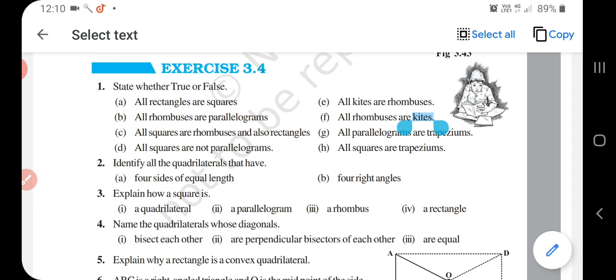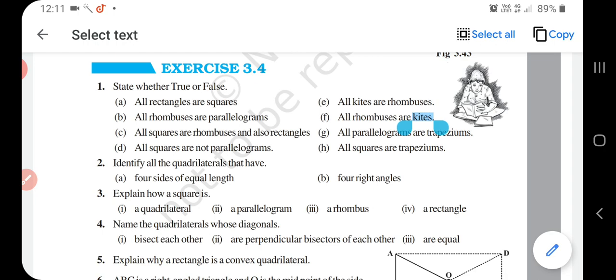All kites are rhombus? All kites are not rhombus, because in a rhombus all sides are equal, but in a kite only adjacent pairs are equal. All rhombus are kite, it's true. Now all parallelograms are trapezium. Yes, it is also true. All squares are trapezium. It's true.